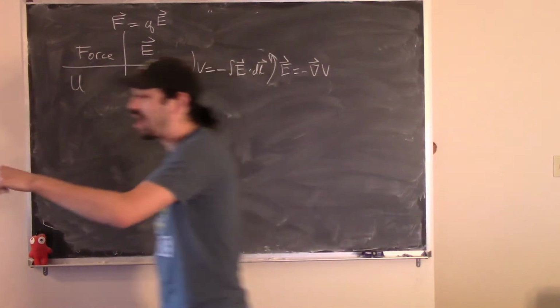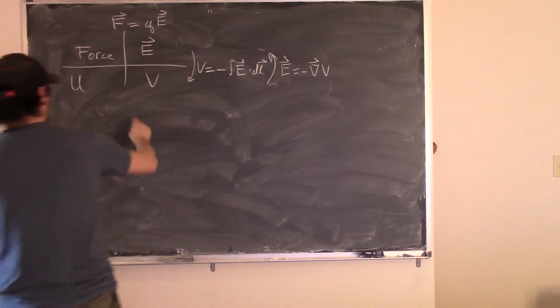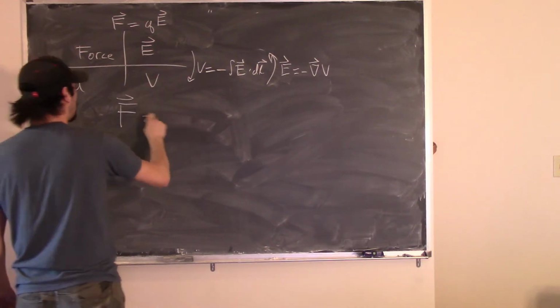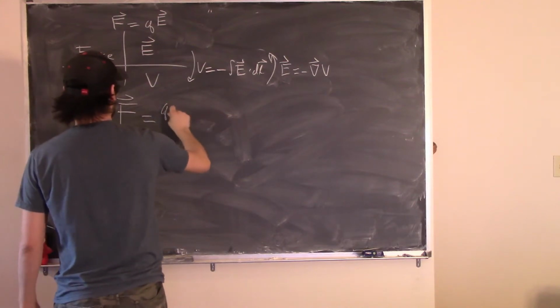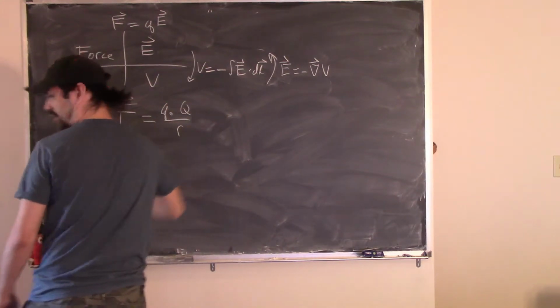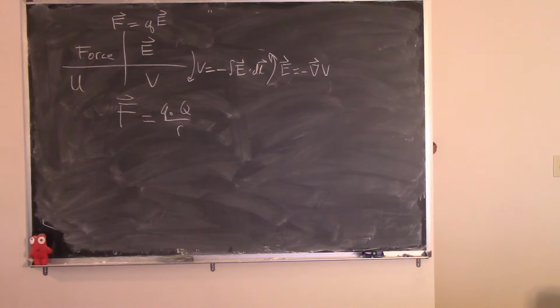Now what this problem asks is it says, consider some force where F is going to be equal to Q0 Q divided by, I think it's R to the 6th, and there's a C here.